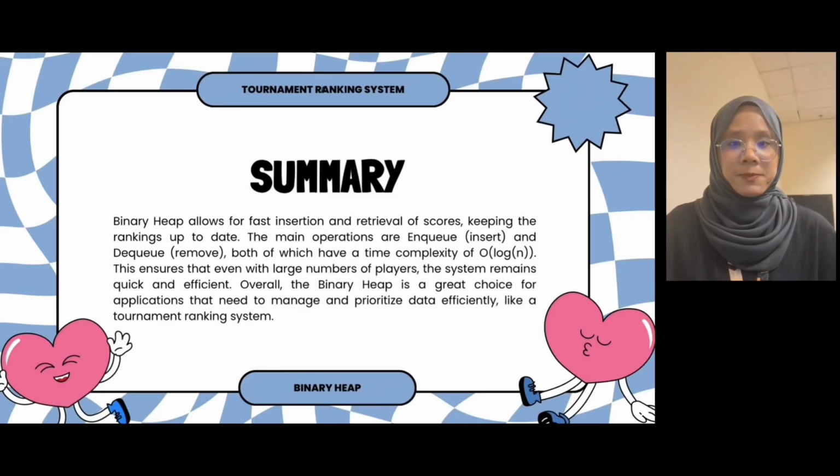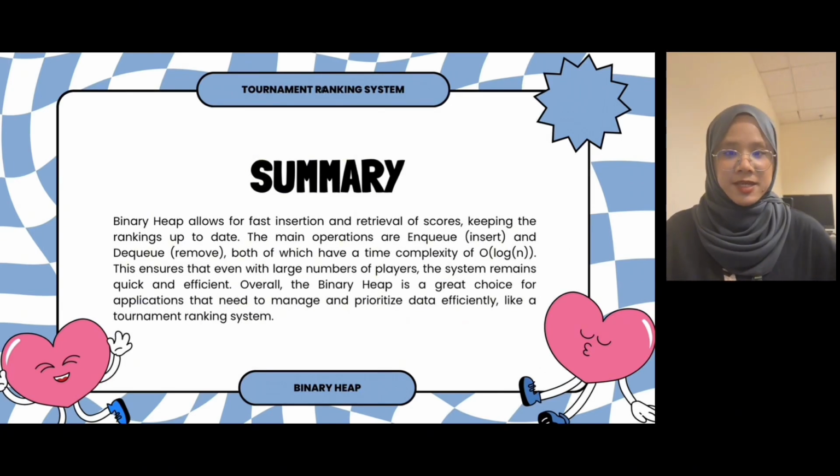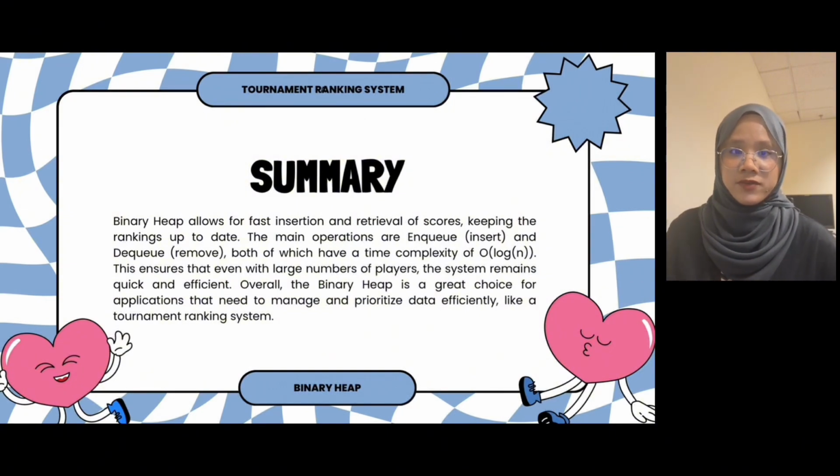tournaments. To wrap up, let's summarize the key features and benefits of using binary heap for our tournament ranking system. The binary heap enables fast insertion and retrieval of scores, ensuring that rankings are consistently updated and accurate. The primary operations used are NQ, which is for inserting a player or updating the score, and DQ for removing a player or identifying the top scorer.